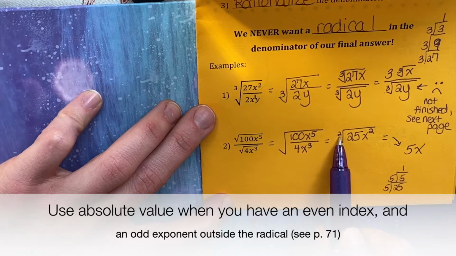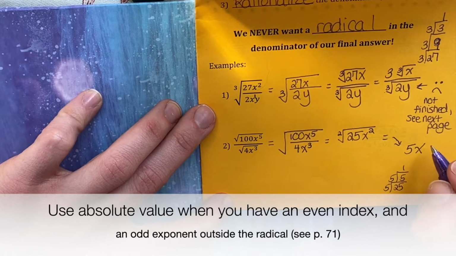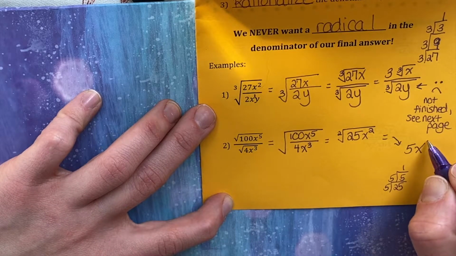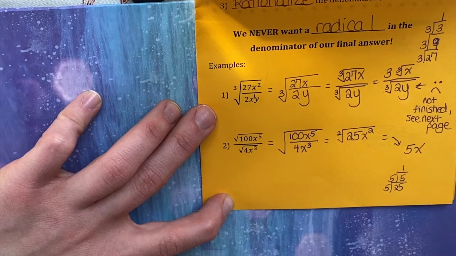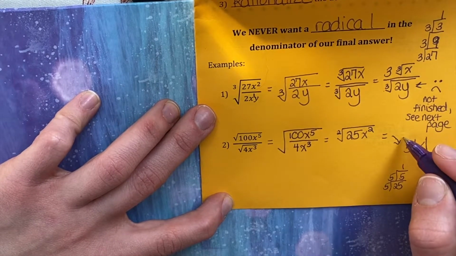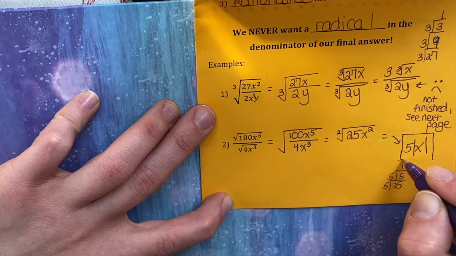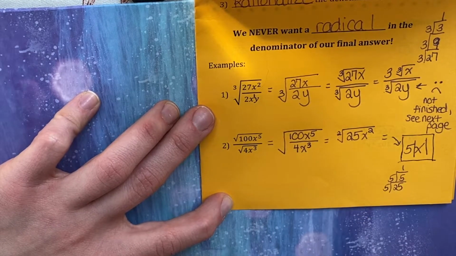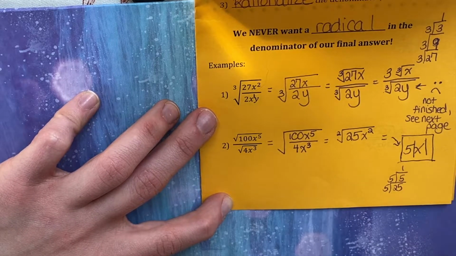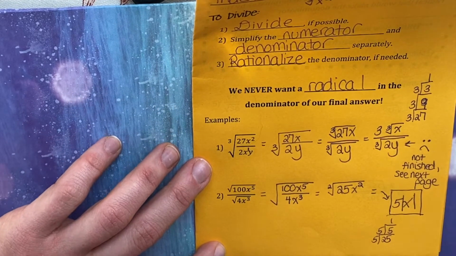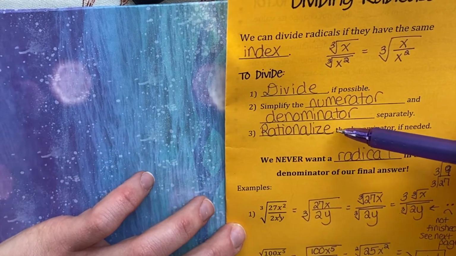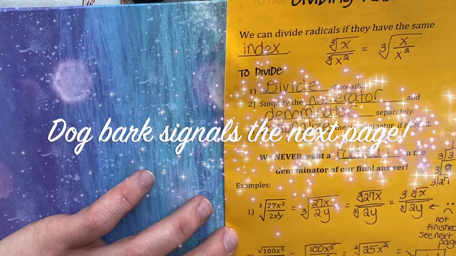So 2 is even, we have an even index, and we get an odd exponent on a variable outside of the square root. So here, the exponent's not written, but it's 1. 1 is an odd number. So here we need absolute value around x. And this would be our final answer for this problem. So again, this problem does not require rationalizing the denominator. This is finished now. This problem, however, is not finished because we have a radical left in the denominator, which is going to require us to rationalize the denominator.